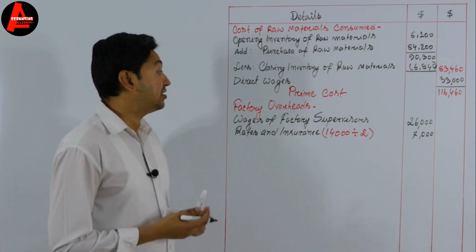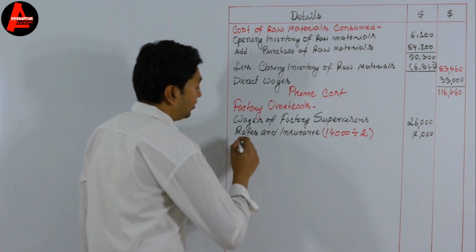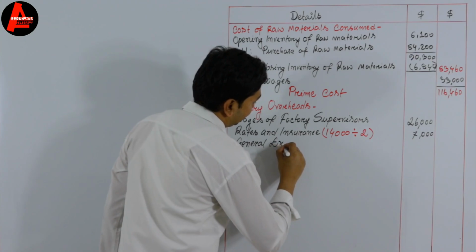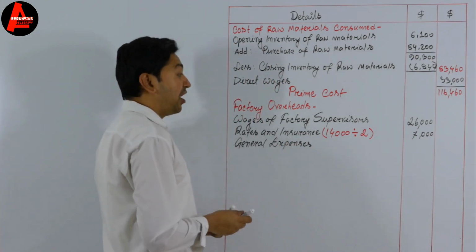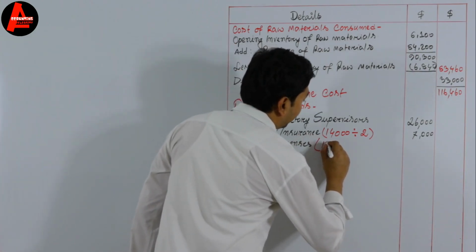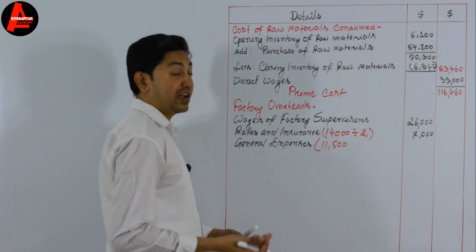We have here general expenses. It is also factory overhead. So let us write here general expenses. On the question we have $11,500. So we have an adjustment about these items.